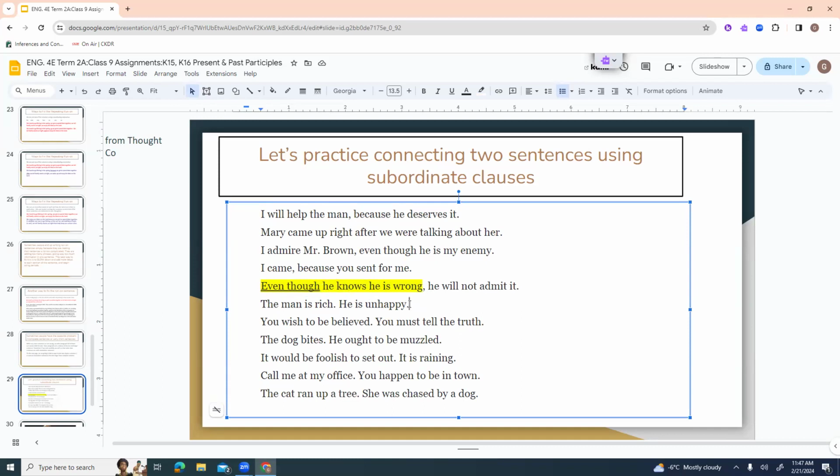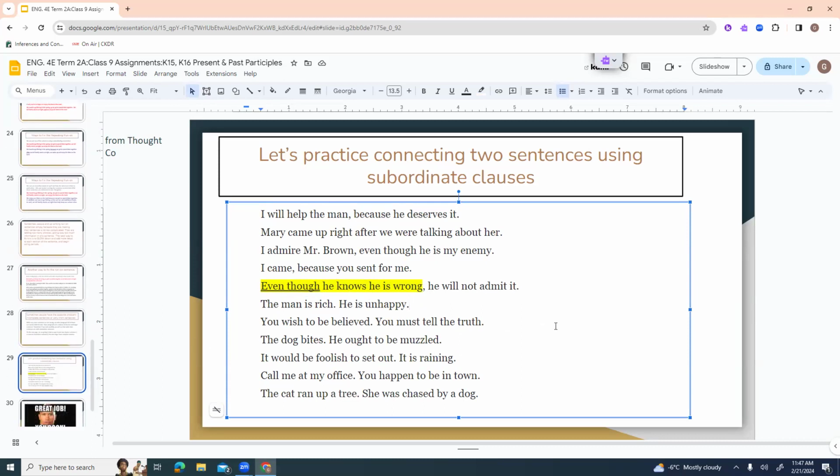The man is rich. He is unhappy. Ooh, you don't think of that being the case, right? You could put this different ways. You could say because the man is rich, he's unhappy. Maybe the being rich is causing him problems. Even though the man is rich, he is unhappy. The man is rich, but he is still unhappy. I'm just going to use but. That's a very simple one. Technically, that's using a coordinating conjunction, but it works here, so I'm going to do it. The man is rich, comma, but he is unhappy, right?